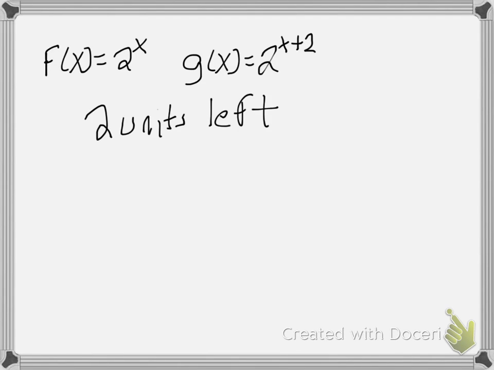Because remember, in the function, it's backwards. I got so many answers for this. I got 2 units up. That one really bugged me. Got 2 units down. Don't understand that one. Got 2 units to the right. I got that it was a horizontal shrink, and I got a vertical stretch. I got all sorts of answers out of this. It's just 2 units left, guys.